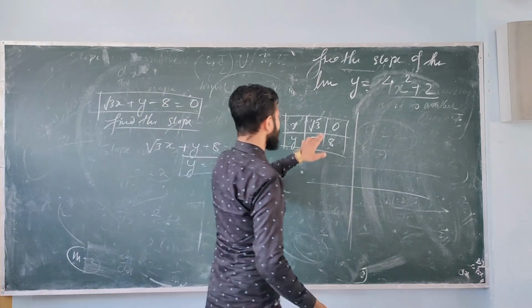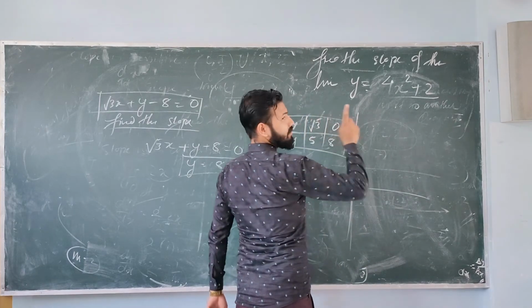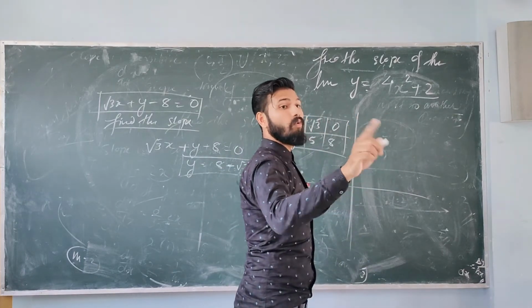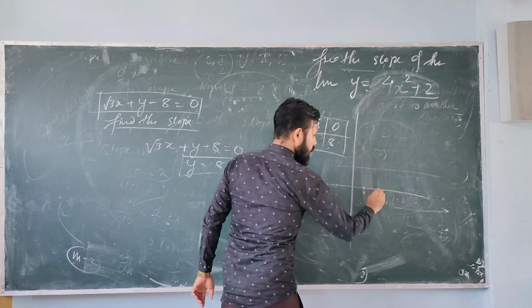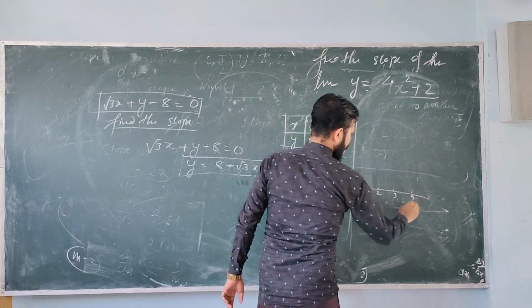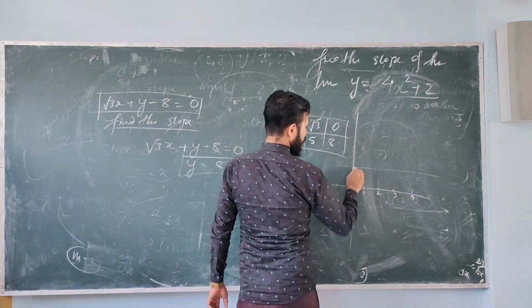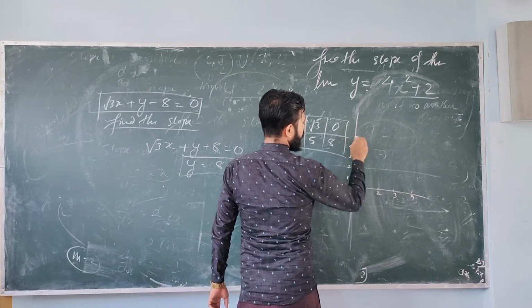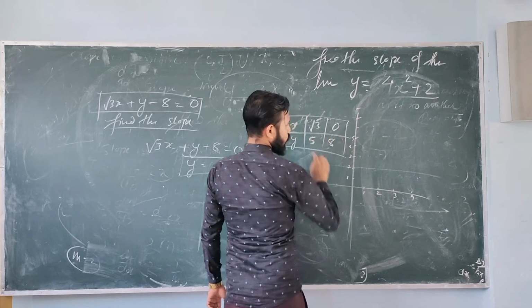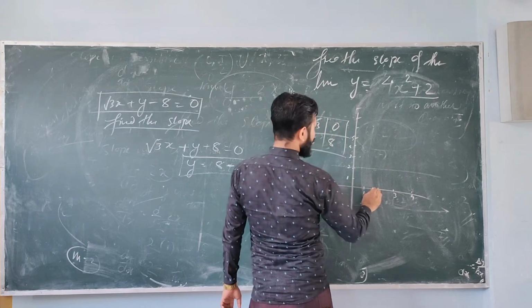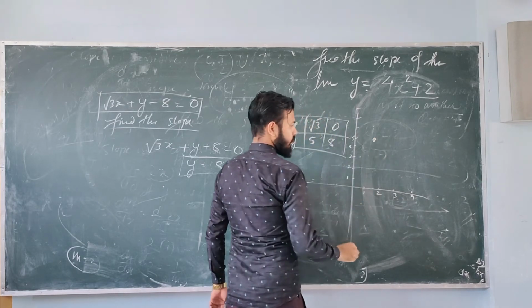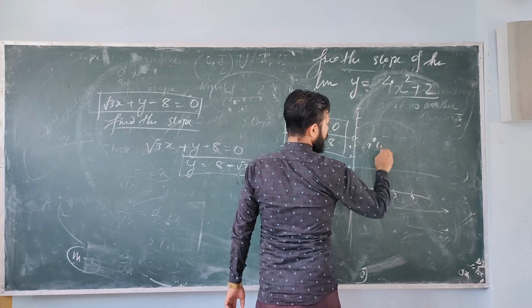That means the first point will be root 3. What is the value of root 3? 1.71. The value of root 3 is 1.71. Here is 1, this is 2, 3, 4. Same thing here: 1, 2, 3, 4, 5, 6, 7, 8. Root 3 means 1.71 here. 1.5.